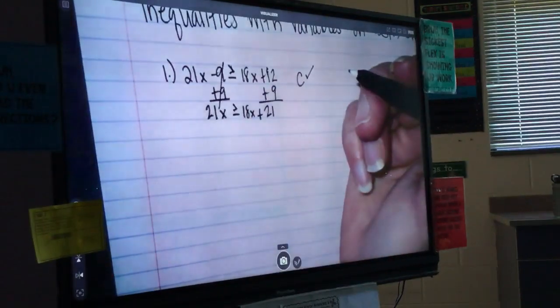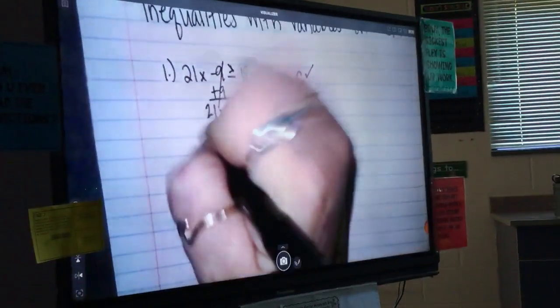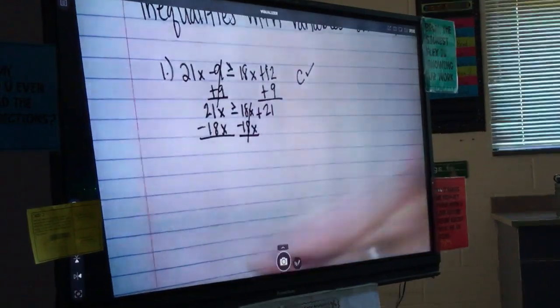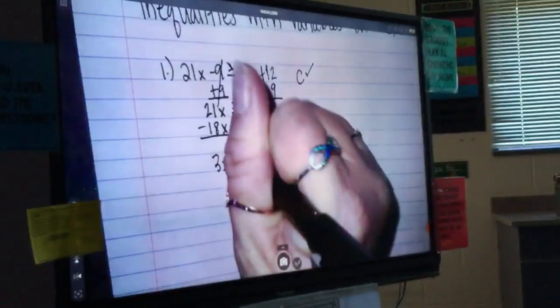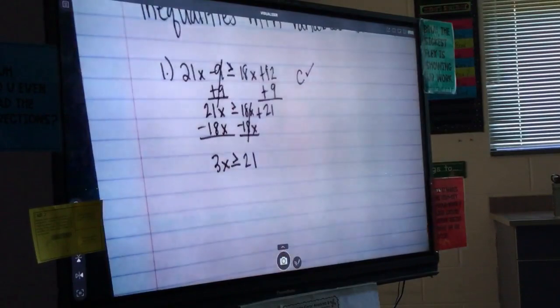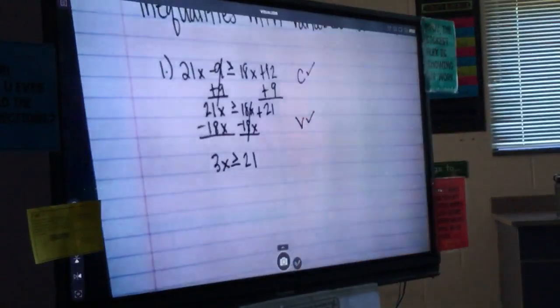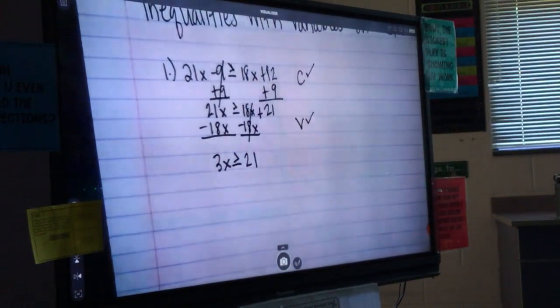Right, so I'm going to subtract 18 from 21. So I'm going to do 18 over here, which cancels this. Then I'm going to do 18 over here. 21 minus 18 is 3. So I have 3x is less than or equal to 21. So variables are on one side, constants are on one side. At this point, I'm just solving for x, right?